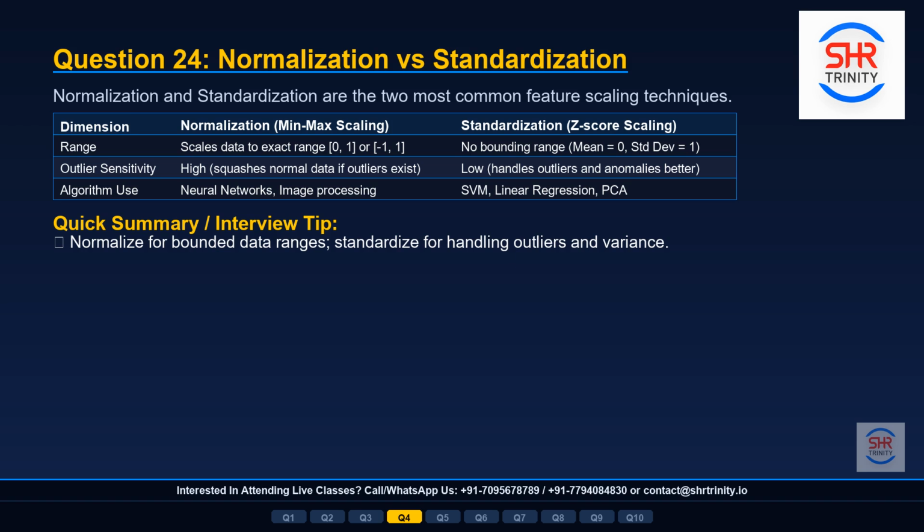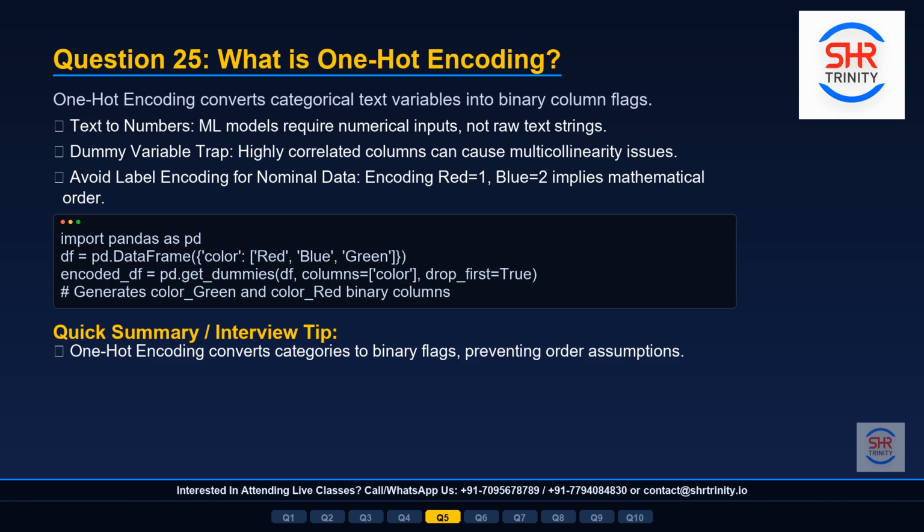Question 25. What is one-hot encoding? Most machine learning models are mathematical systems that can only perform calculations on numerical values, not text strings. Therefore, we must convert categorical features into numbers. If we simply assign a number to each category, like red equals 1, blue equals 2, and green equals 3, the model will assume a mathematical relationship, implying that green is greater than red, or that the average of red and green is blue. To prevent this, we use one-hot encoding.